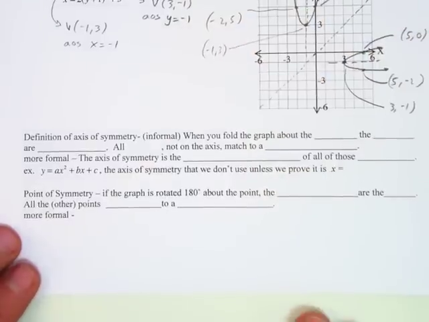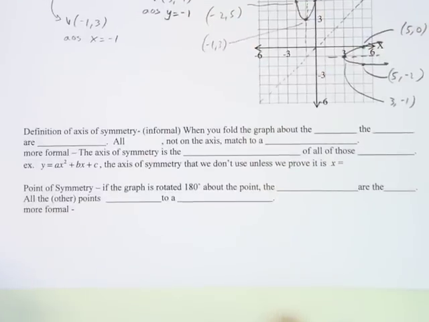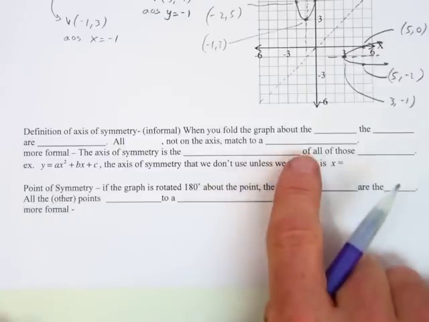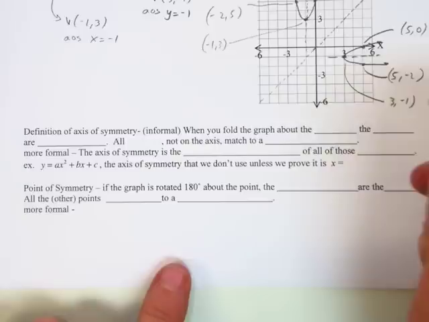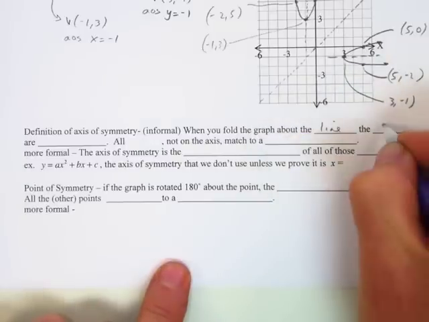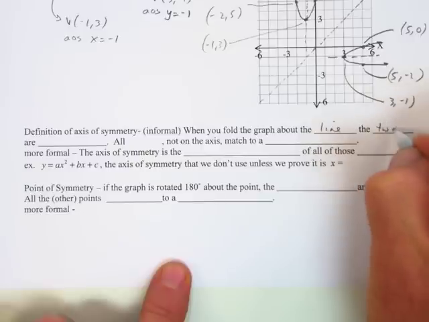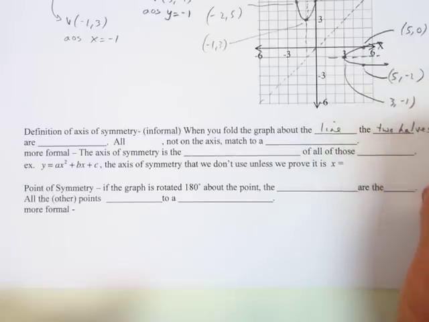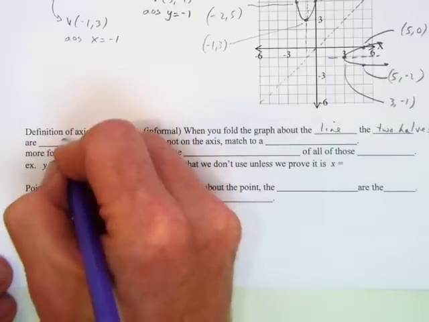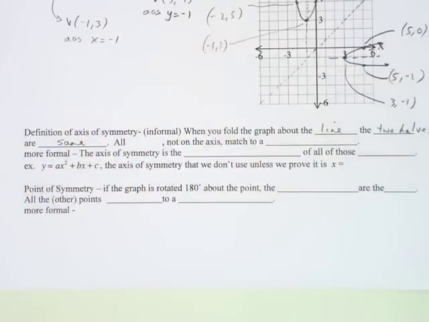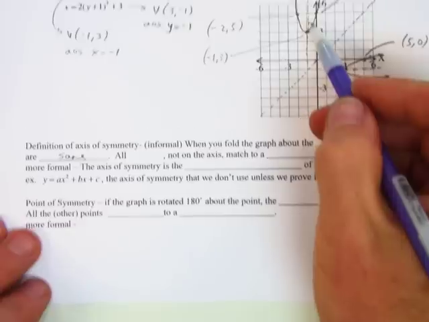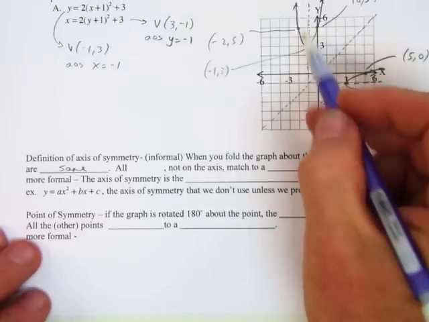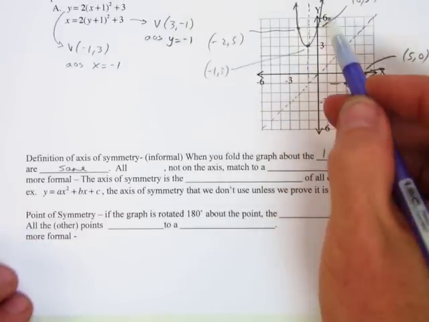Let's look at the next piece. Definition, axis of symmetry: when you fold the graph about the line, the two halves are the same. So you think about that. If I take and fold this, in that previous example of the parabola, about the axis of symmetry, both sides match up.